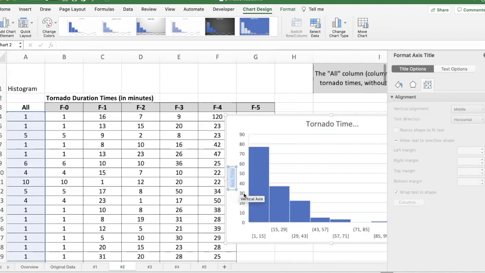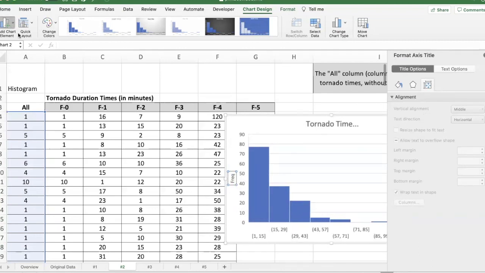And so we would interpret this as the minute scale, and anywhere from 0 to say 15 minutes, we had a lot of tornadoes. We had 77-ish, 78-ish maybe. So many, many tornadoes in that short frequency time. And as the times get longer and longer, the number of tornadoes of that length will shrink. But over here, we're just counting up the tornadoes. So you want to say count or frequency or something like that.